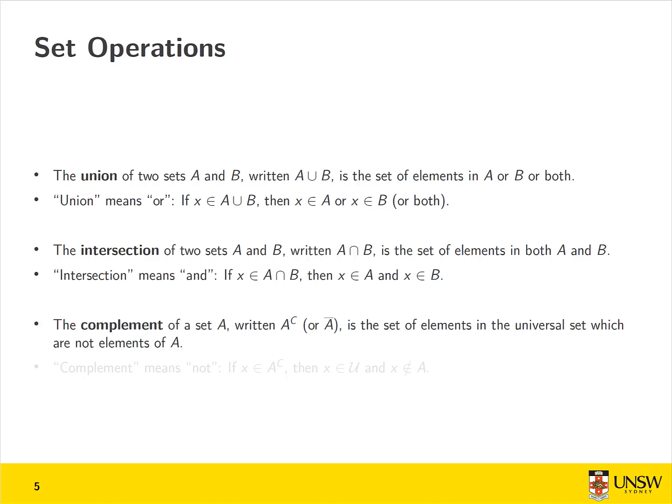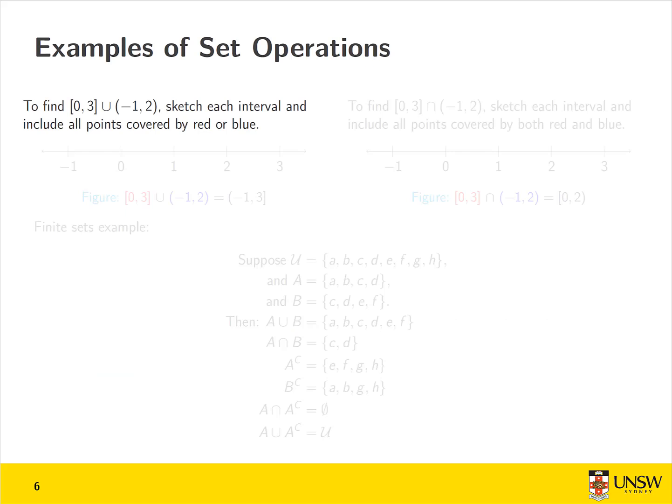The complement of a set A is denoted by writing A superscript C and is the set of all elements from the universal set that do not belong to A. The complement can also be denoted by writing a bar over the set. The complement describes the logical concept NOT. If an element X is in the complement of A, then X belongs to the universal set, but X does not belong to A. Let's practice applying these operations to the kinds of sets we have seen so far.